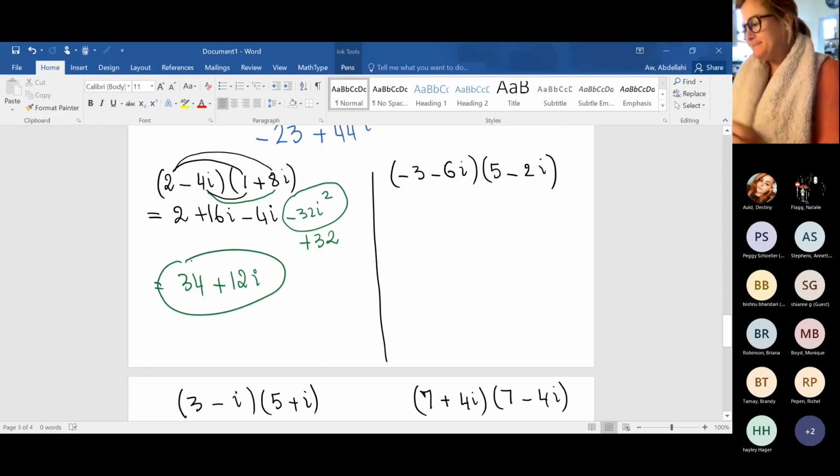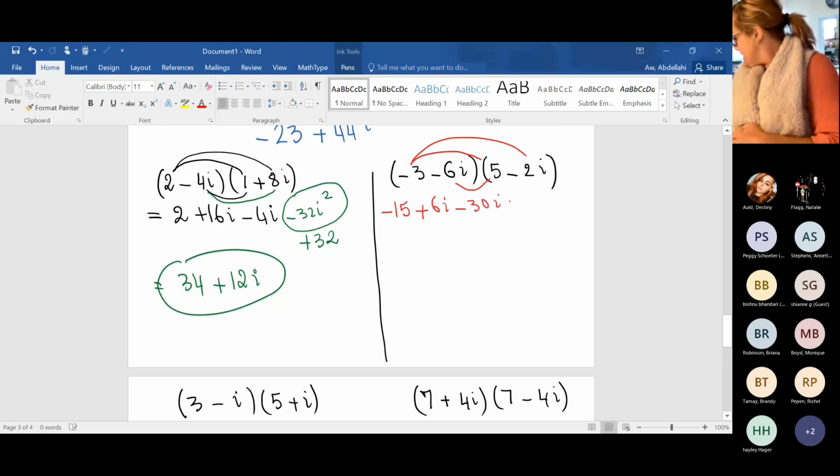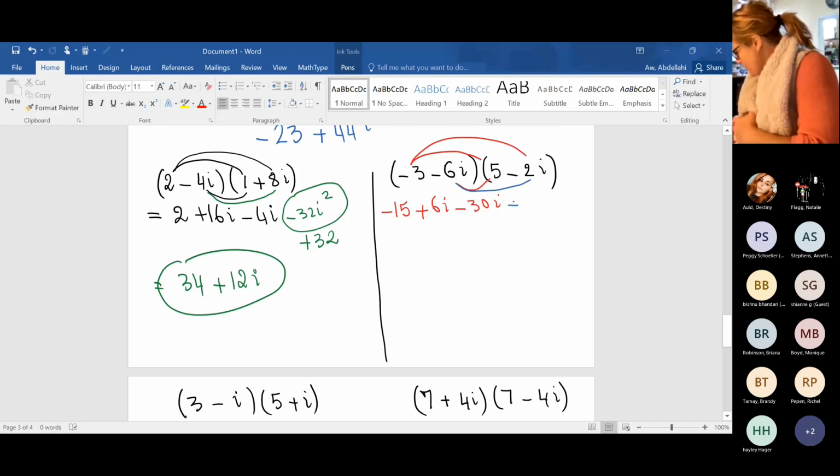Who's going to tell us the next one, please? First you're going to FOIL negative 3 times 5, giving you negative 15. And then negative 3 times negative 2i, which is going to give you positive 6i. And then negative 6i times 5, which is going to give you negative 30i. And then finally, negative 6i times negative 2i, which is going to give you negative 12i squared, which would turn into positive 12i.